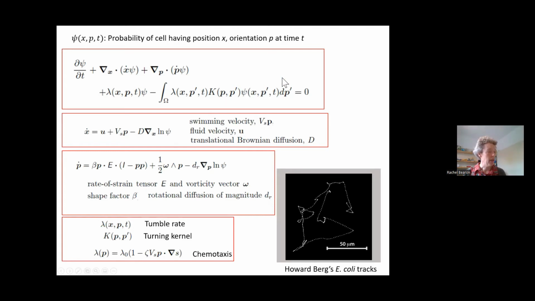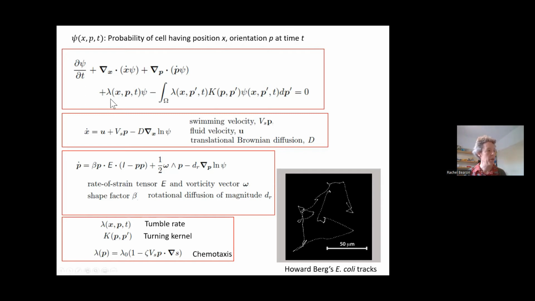So what have we got? It's a conservation equation for the probability density of cells having a certain position, x, orientation, p, at time t. The first two terms are probably fairly familiar to people. We've got advection by the fluid, swimming, and translational diffusion. We've got our Jeffery orbits plus rotational diffusion. And then the final term is where we capture the chemotactic behavior.